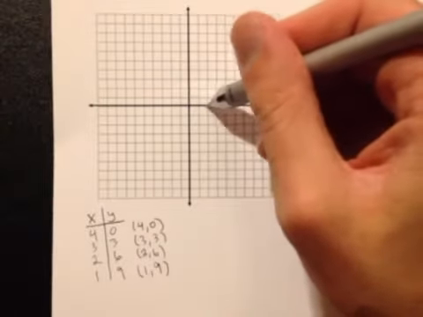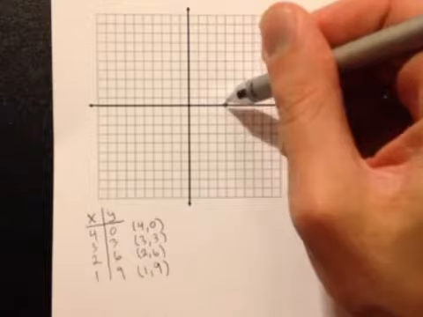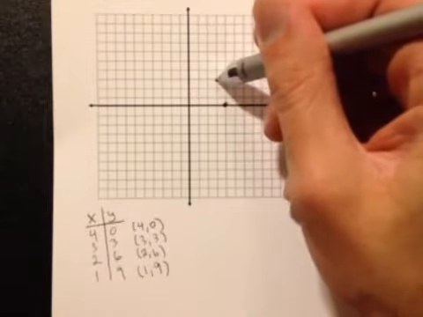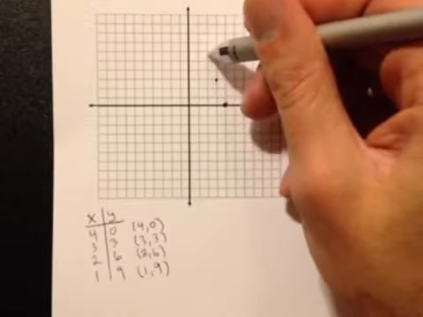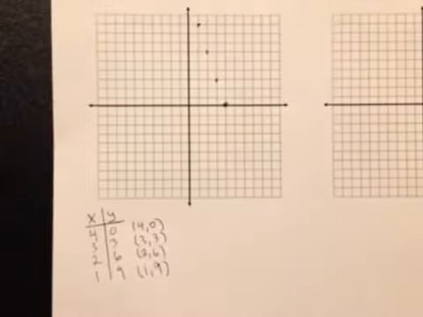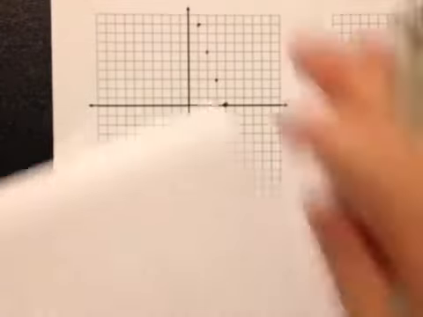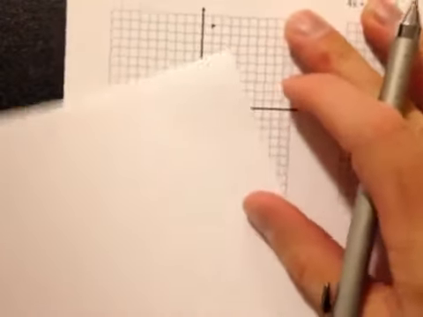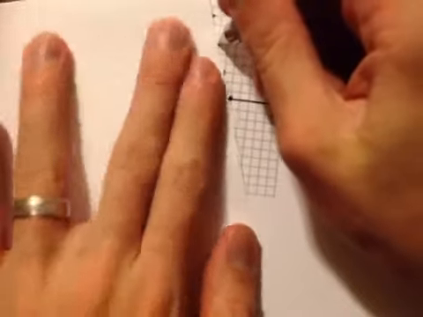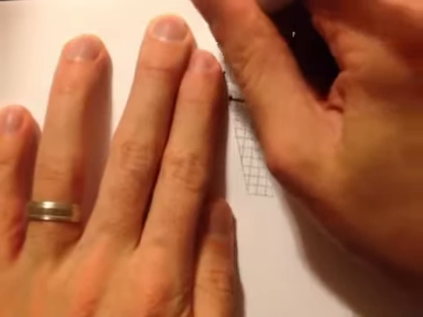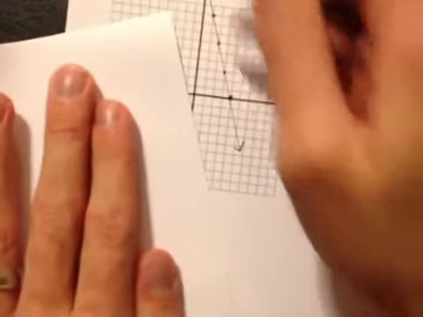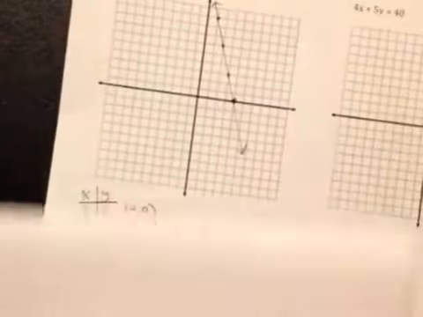So I get the point 4, 0, 3, 3, 2, 6 is right here, and 1, 9 is right here. Now it sure looks like all of those make a straight line. I'm going to connect them with a straight line. If I can get my little straight edge in here, hopefully I can. And I just connect them with a straight line. And I should put arrows on the end here indicating that this line continues on forever.